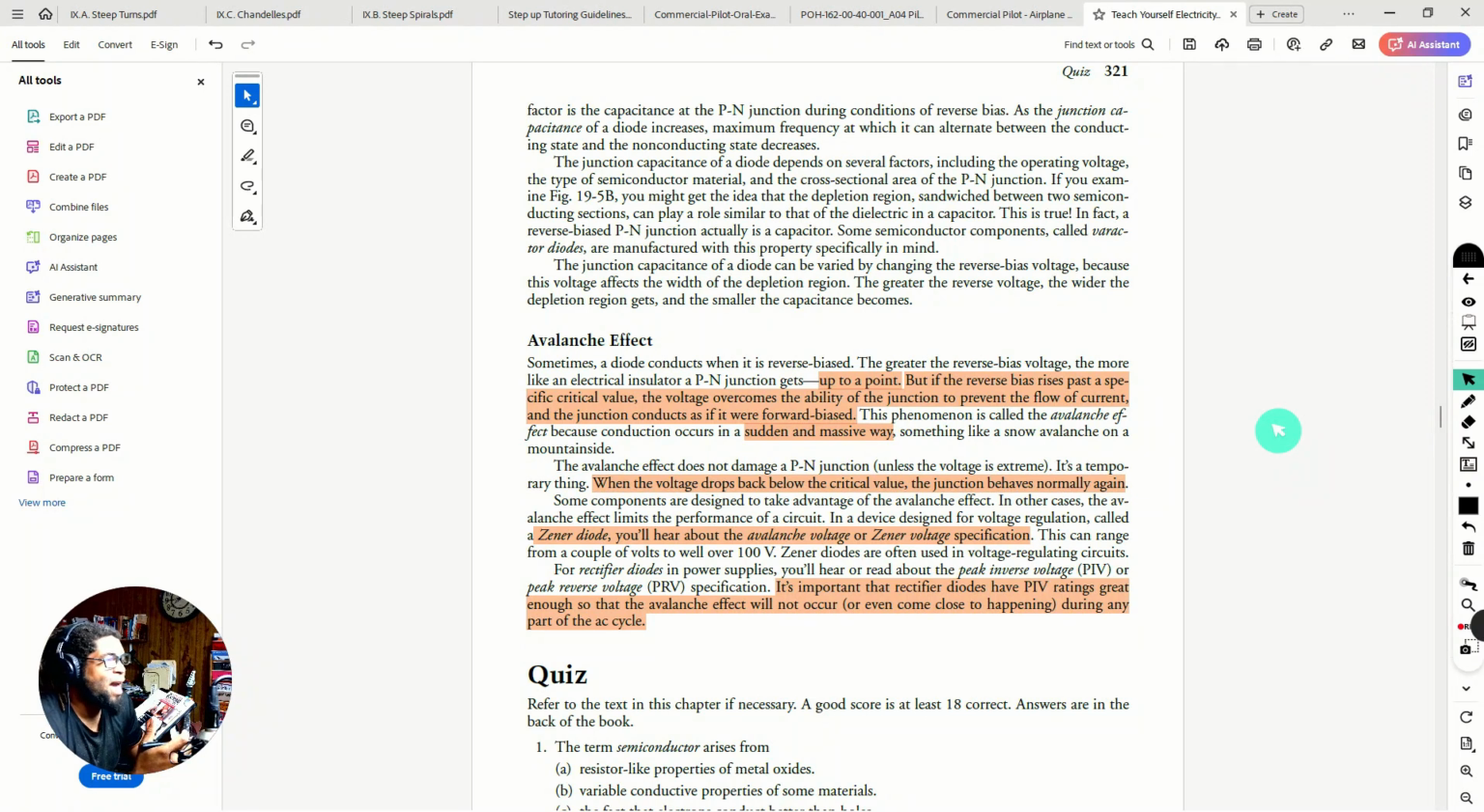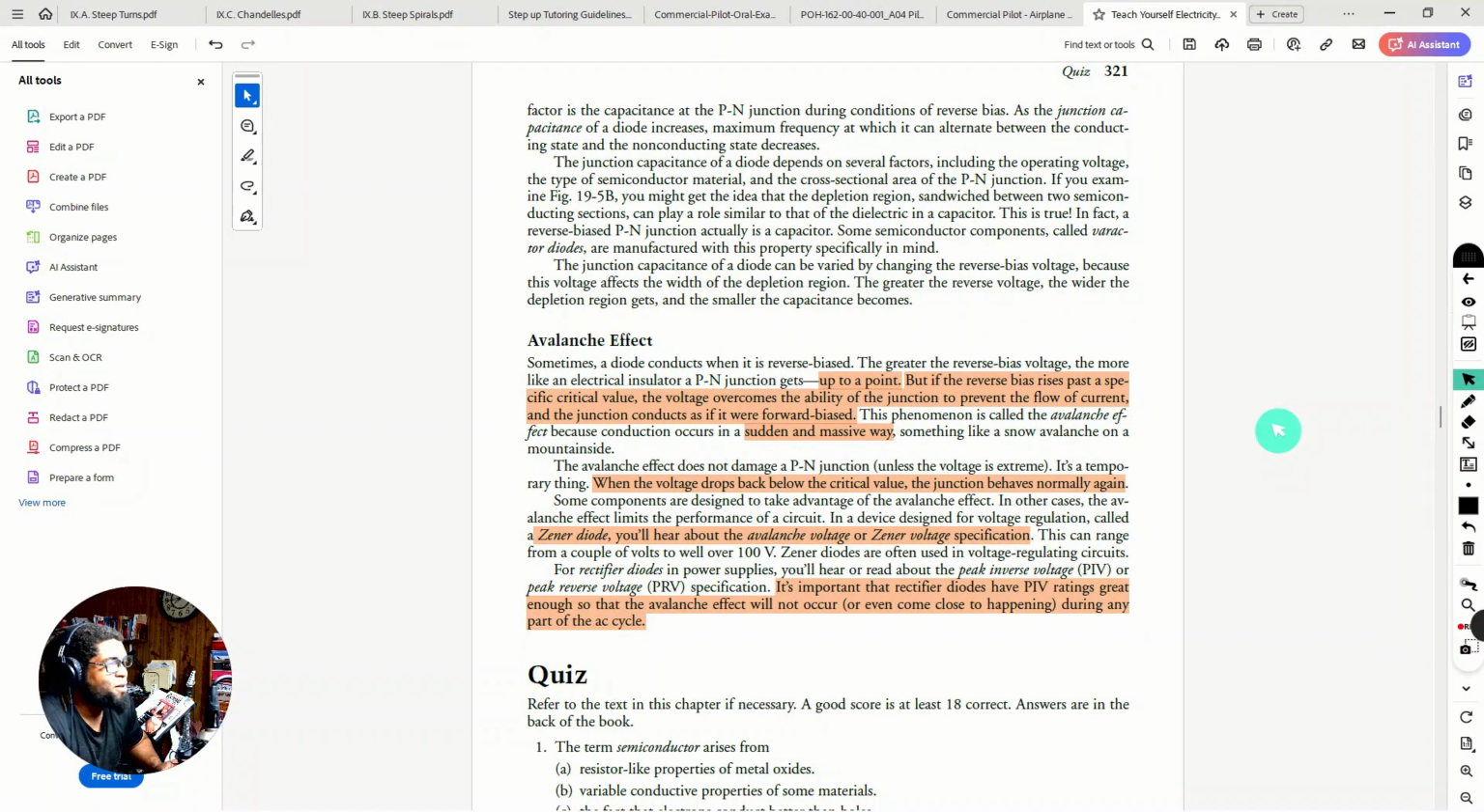So let's say we had a Zener diode with a breakdown voltage of like 5 volts, then we would know that 5 volts is when it would break down and allow current to flow in the other direction. This can range from a couple volts to well over 100 volts. Zener diodes are often used in voltage regulating circuits.